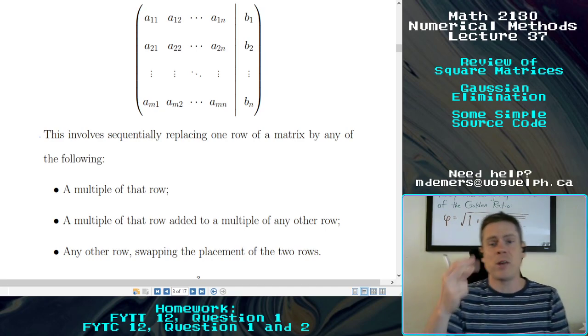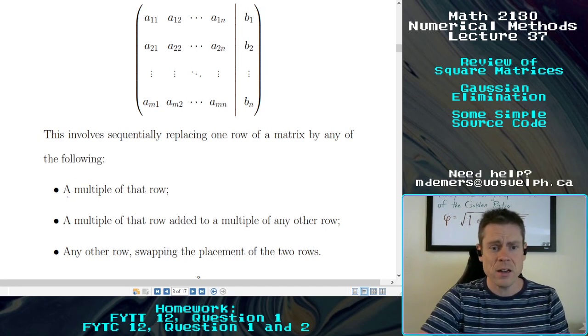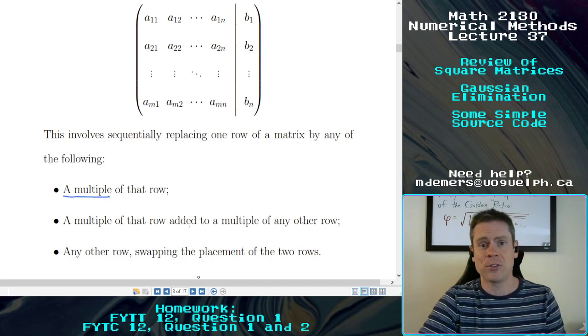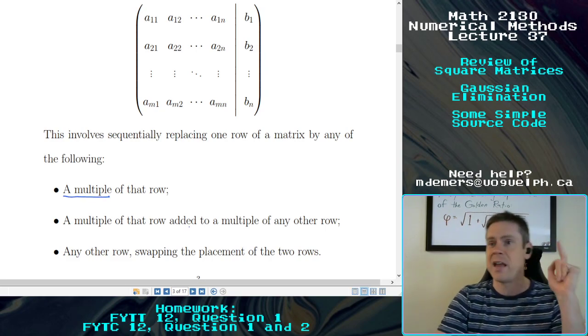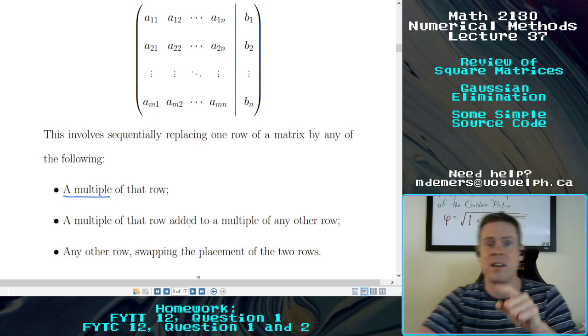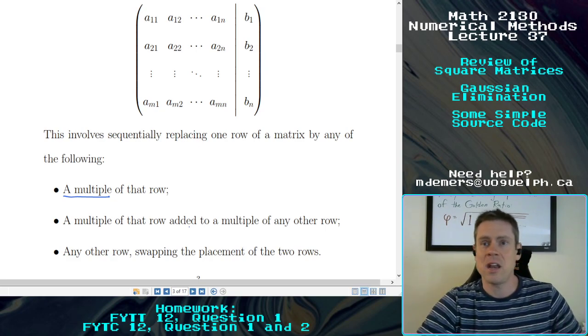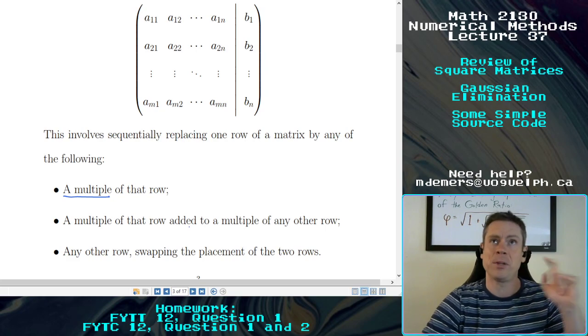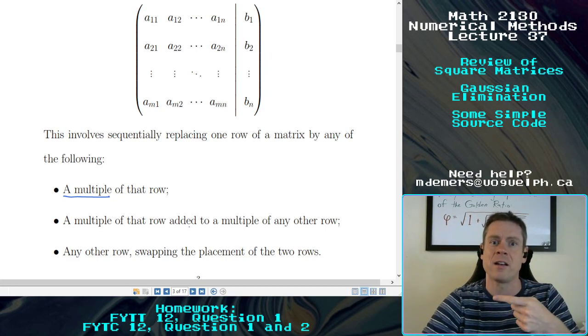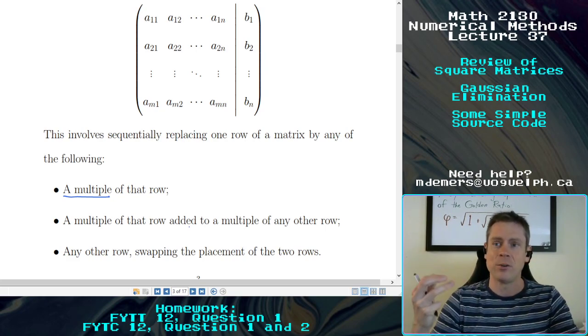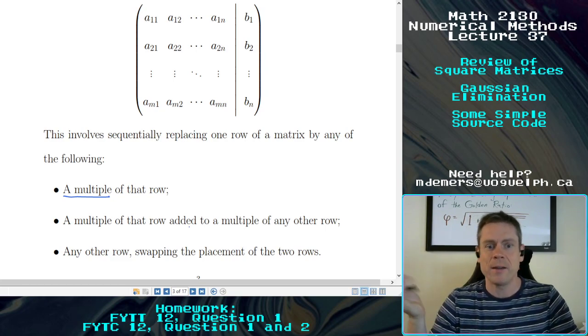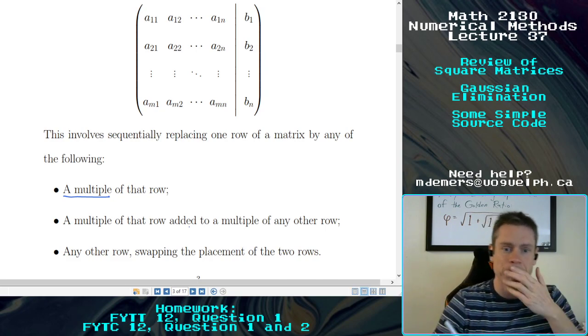Right? If you know that one equation holds, then a multiple of that equation also holds. If you know that there's a relationship that x plus 2y plus 3z is equal to 5, then it must also be the case that 2x plus 4y plus 6z equals 10. If I multiply that equation by 2, it still holds, right? That's why you can take a multiple of any row in order to solve a system.